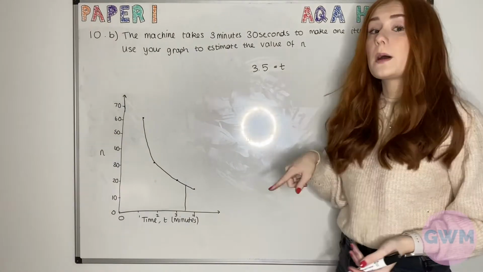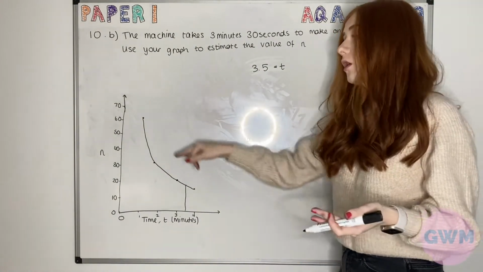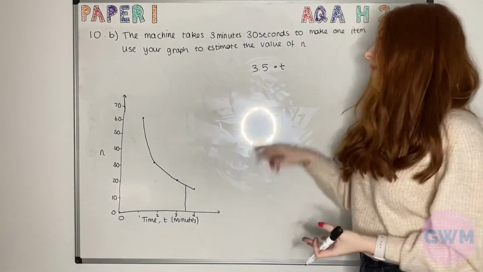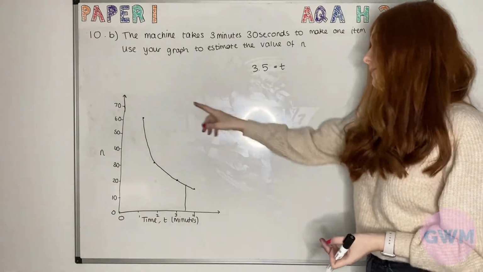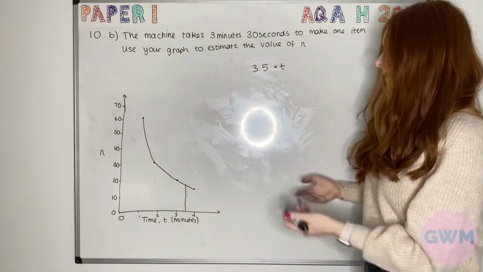If you didn't get part A, just draw a line on your graph, any line, doesn't matter if it's accurate or not, just try and make a best guess at a line so you can do this question, because it's important that you're using a line on a graph to answer this. So just draw a line on and then you can answer this question.